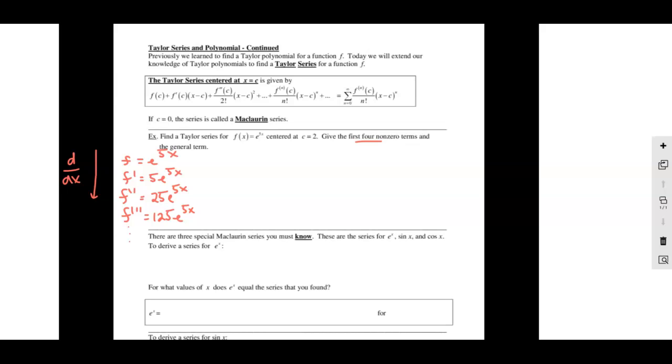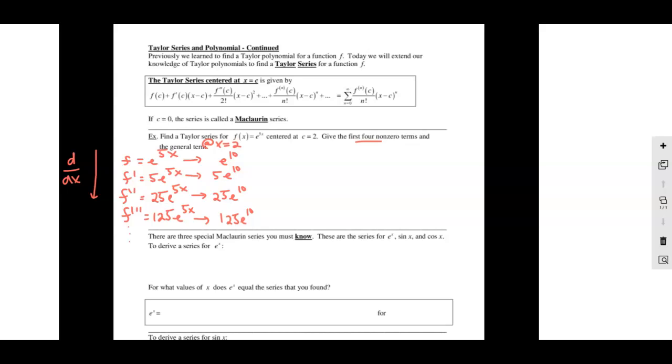So we've taken the derivatives. Remember, now we would need to evaluate them at the center, so at x equals 2, and that's going to give us 1/3 of what each chunk is going to look like. So that's going to be e to the 10th, 5 e to the 10th, 25 e to the 10th, 125 e to the 10th. The next one would be 625 e to the 10th, dot, dot, dot, right?